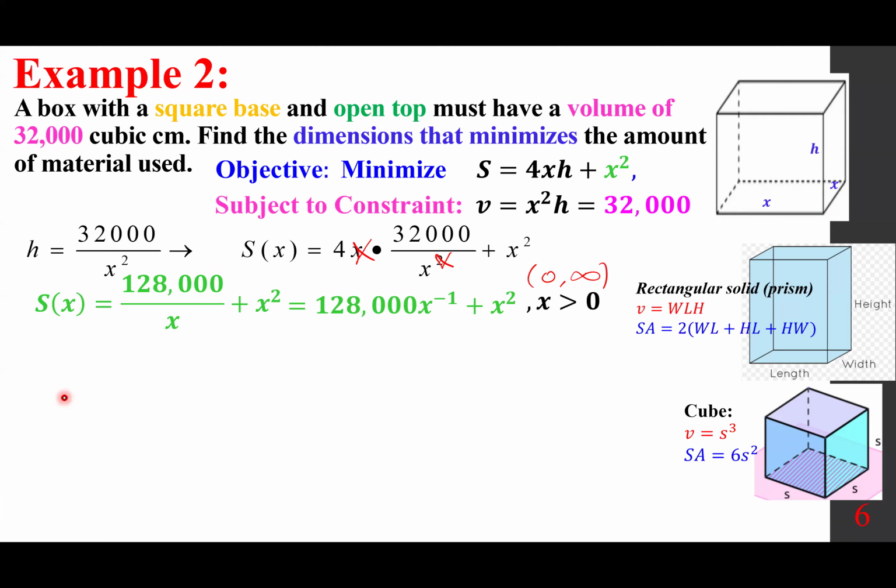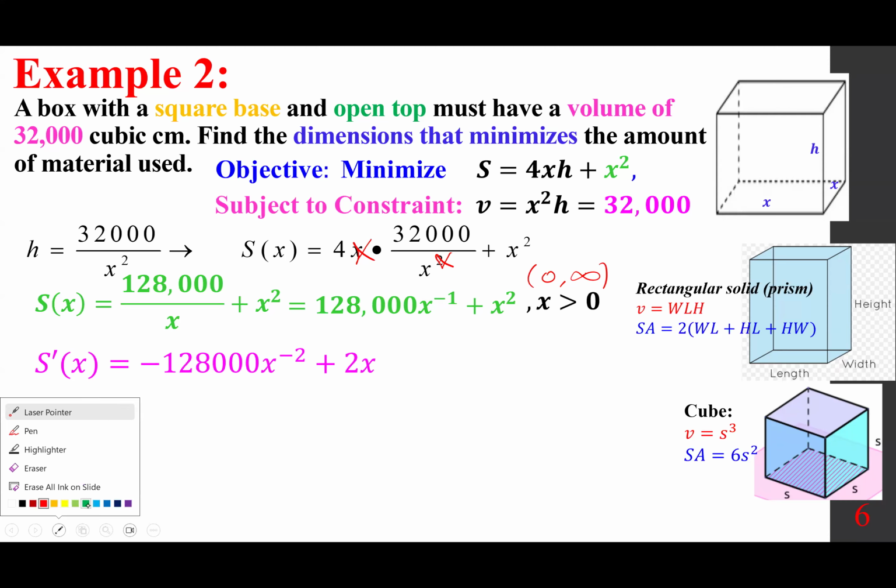We look for critical points by differentiating. So S prime, I'm going to use this one to differentiate. S prime is this times this, negative 128,000 x to the power minus 2, and 2x. To handle this, we are going to write it in the following manner. We're going to get rid of this and put it down here. We take a common denominator, x squared. So this is minus 128,000, and this becomes 2x times x squared, 2x cubed.